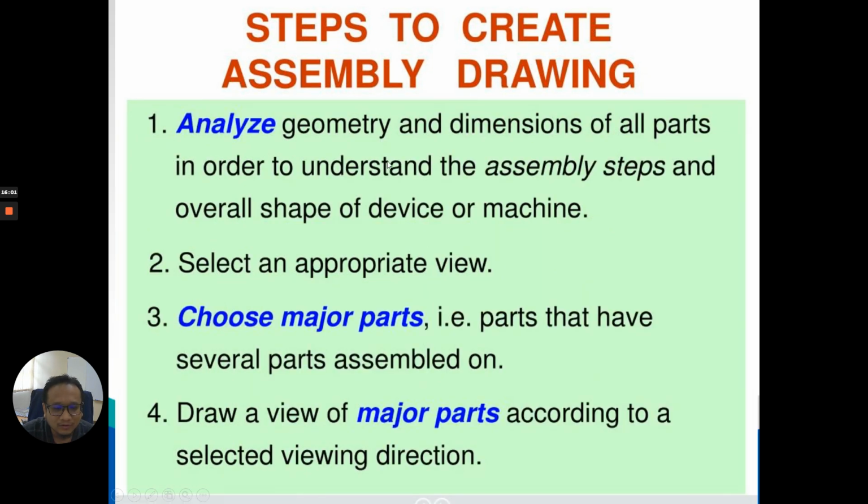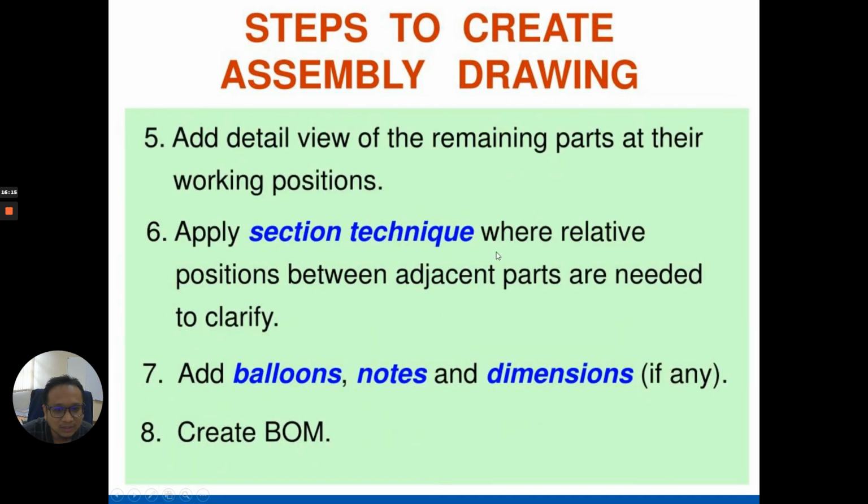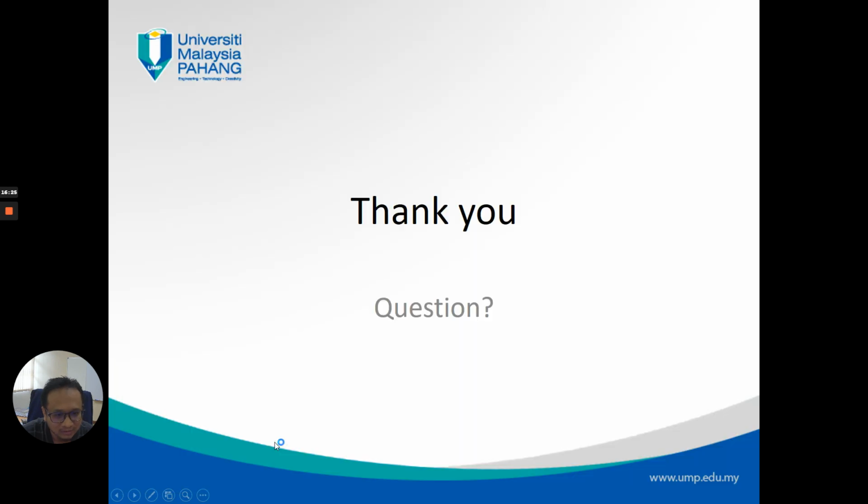So first of all, if you are given an assembly drawing, draw the dimensions and the geometry first. Once you have drawn it, you choose which parts you want to remove, you want to assemble. Draw the major parts first, and then add the detailed view. After that, you add all the balloons, notes, and dimensions, and finally you create the bill of material.